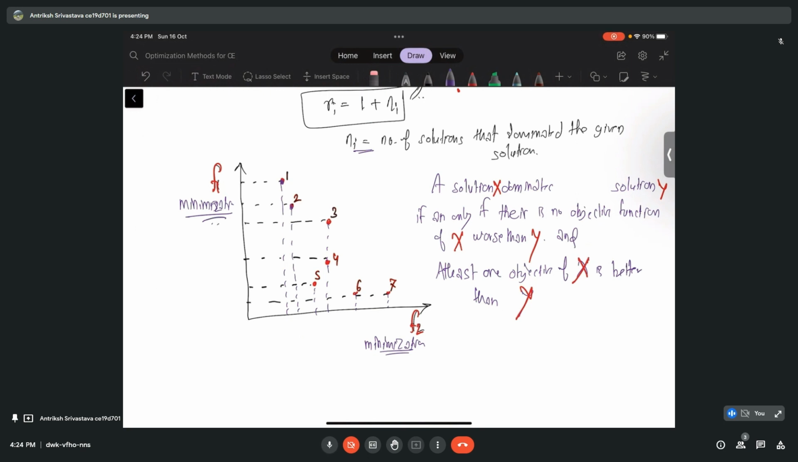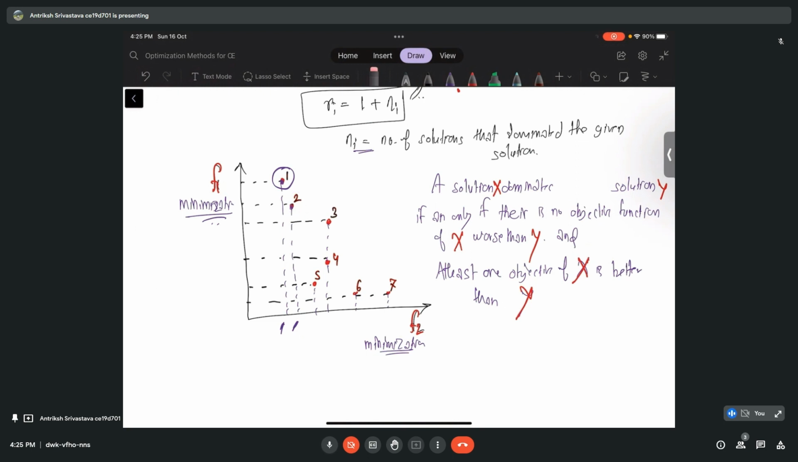Now you look at solution 1. You see that solution number 2 is better than solution number 1 in terms of f1, but solution 1 is better than solution 2 in terms of f2. So these solutions do not dominate each other. They will have the same rank.